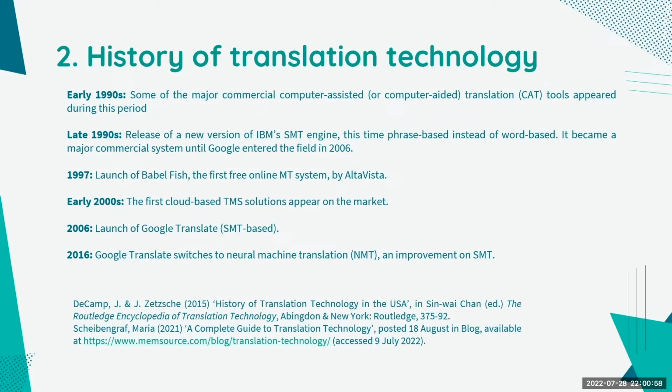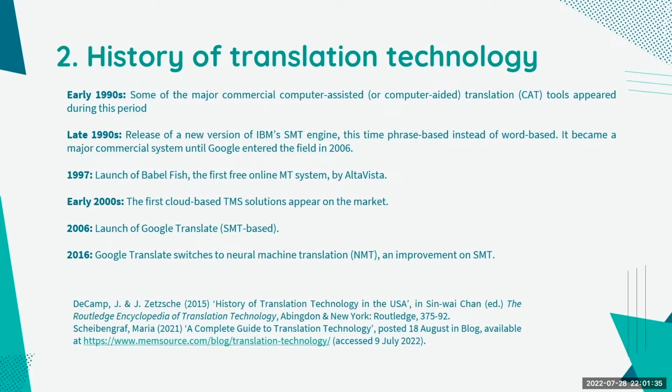Then with the release of a new version of IBM's statistical machine translation engine, it became a major commercial system until Google entered the same field in 2006. This new version of IBM's SMT engine was phrase-based instead of word-based. The launch of Babelfish by Alta Vista was the first free online MT system.